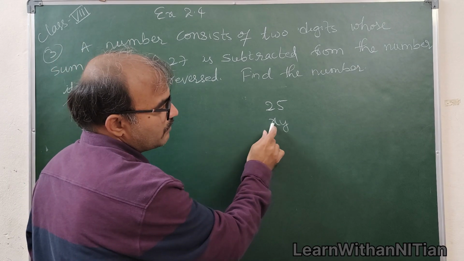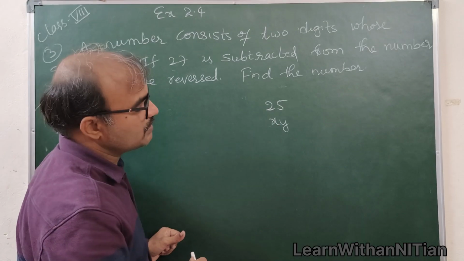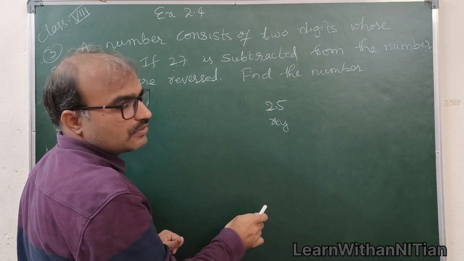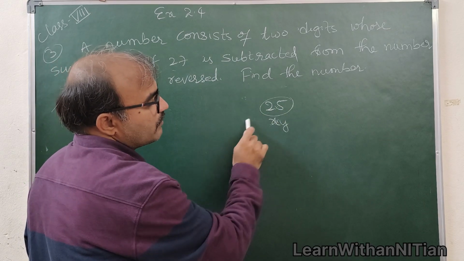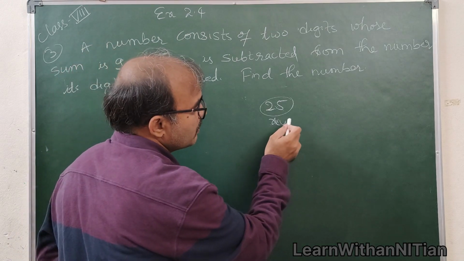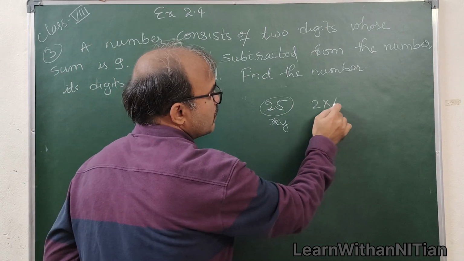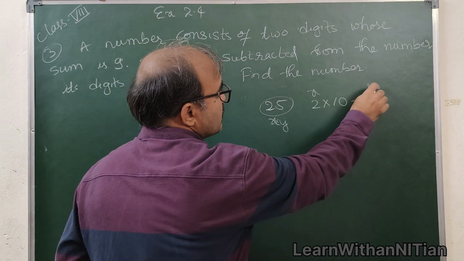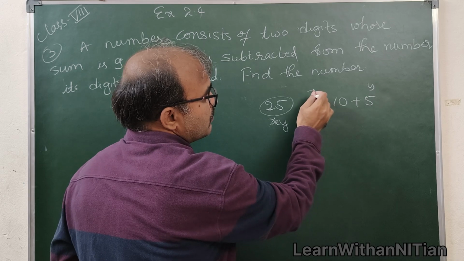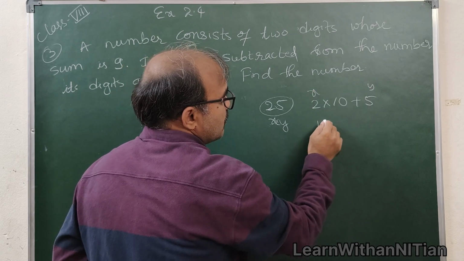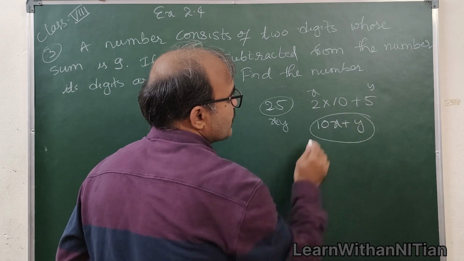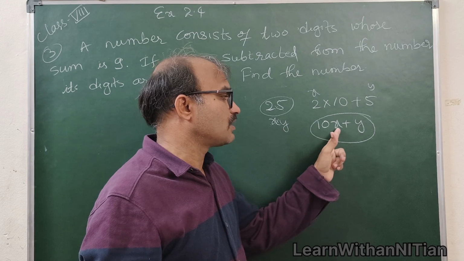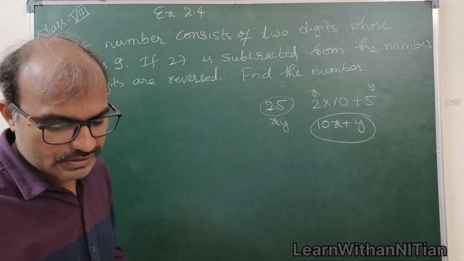So in mathematics, if you write any variable side by side without any operation, without any symbol, it means there is multiplication between them. So 2 into 5 will be 10 here. That is why 25, if you consider two digits, the number should be written with variables like this in expanded form: 2 into 10 plus 5. So this will be x, this will be y. So 10x plus y will be the number, with x in the tens place and y in the ones place.